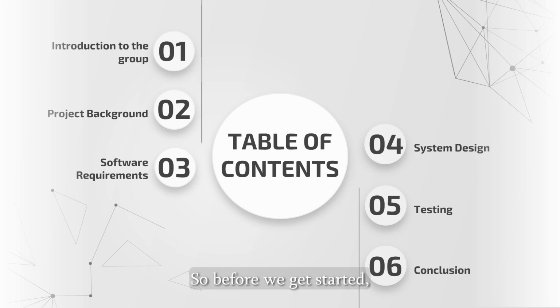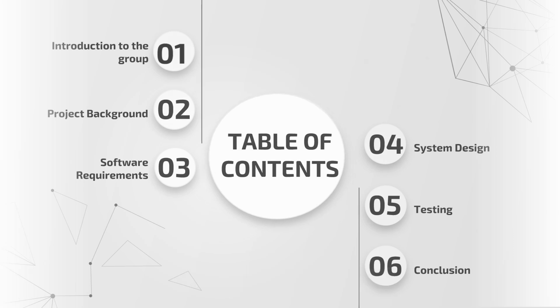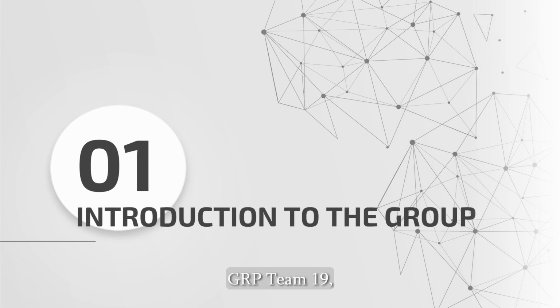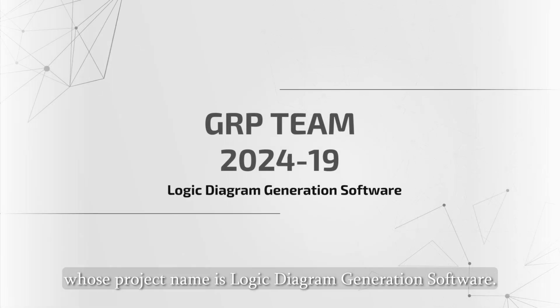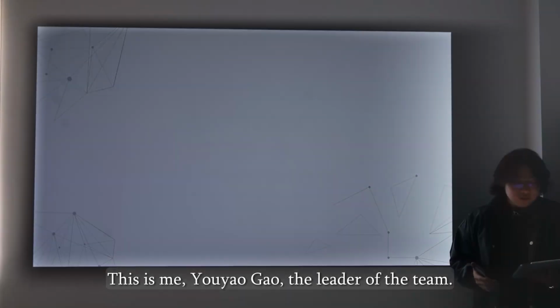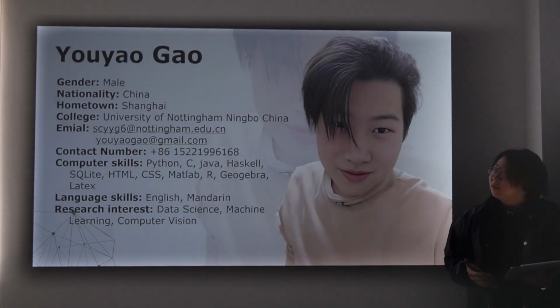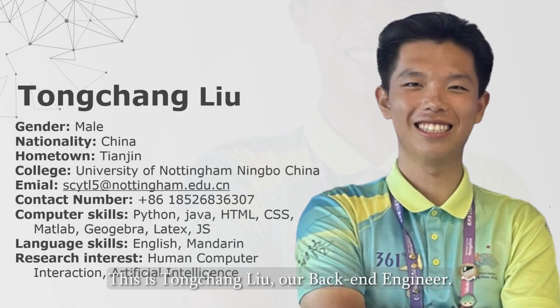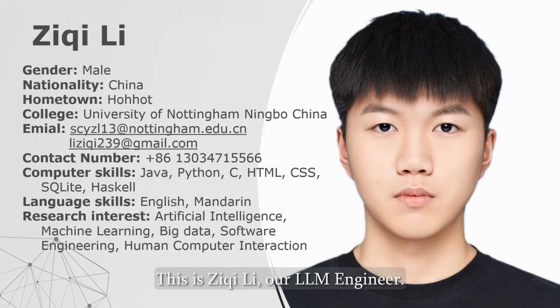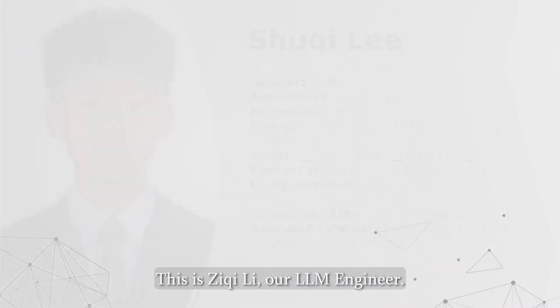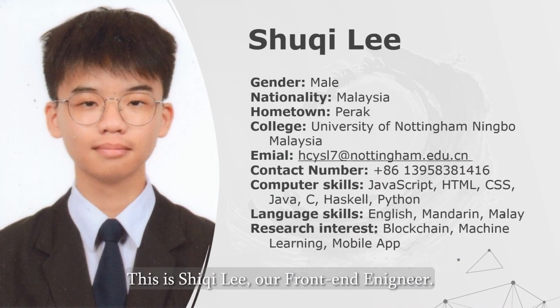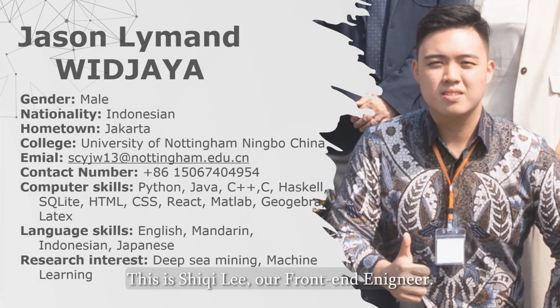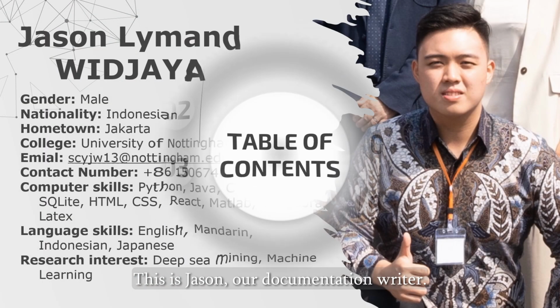So before we get started, let me introduce our team first. This is our team, GRP-Team19, whose project name is Logic Diagram Generation Software. This is me, Gao, the leader of the team. This is Yuhang Wu, our technical leader. This is Tongchang Liu, our back-end engineer. This is Ziqi Li, our large language model engineer. This is Shuqi Li, our front-end engineer. This is Jason, our documentation writer.